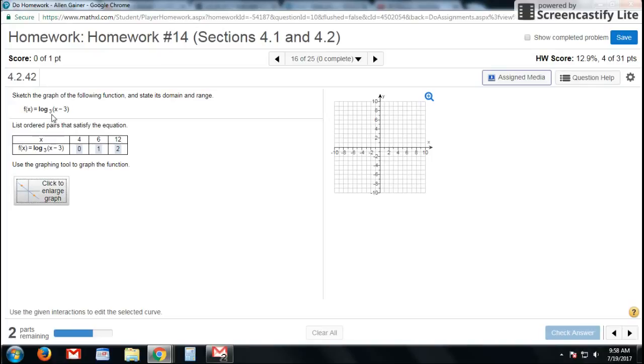But since this is a base 3 log, it doesn't work quite as nicely on your calculator as if it was a base 10 log or if it was a natural log. We can get around this problem by using the change of base formula. So let's look at the 12 back here that we were given. If we put 12 in for this x, 12 minus 3 would be 9. So we've got the base 3 log of 9 that we're trying to compute.